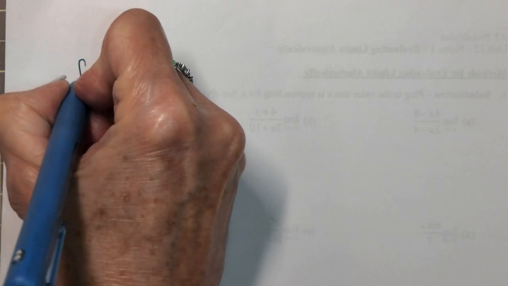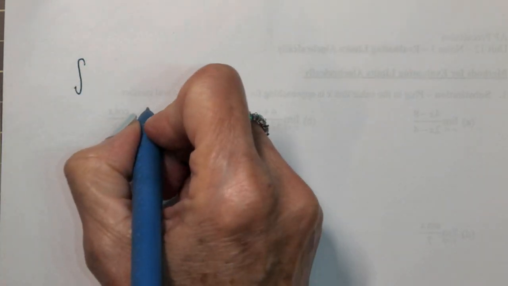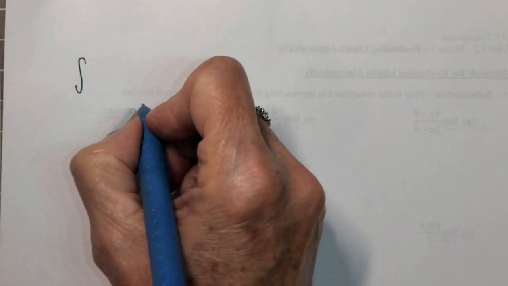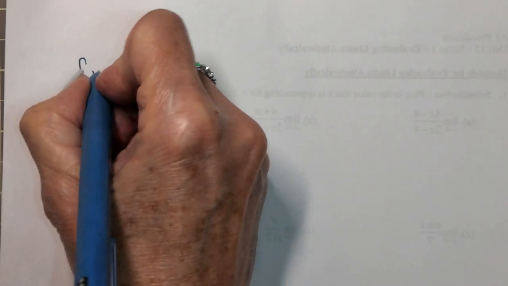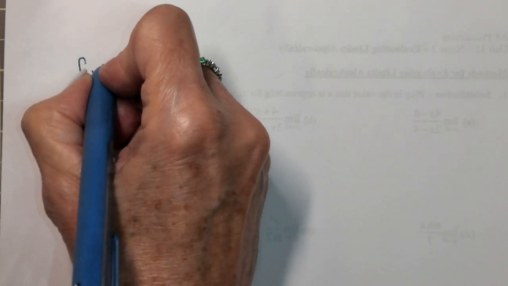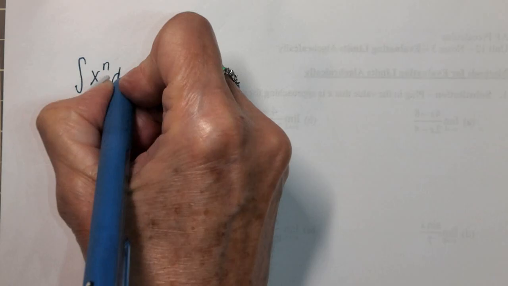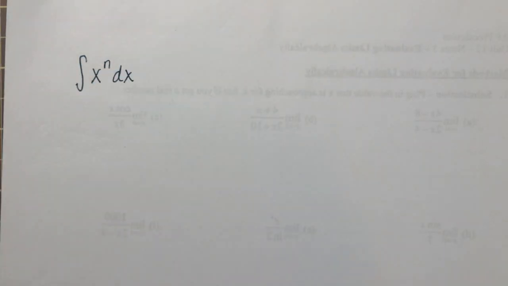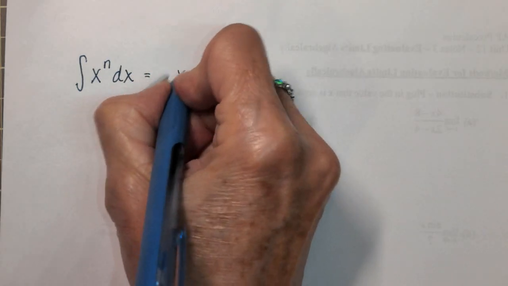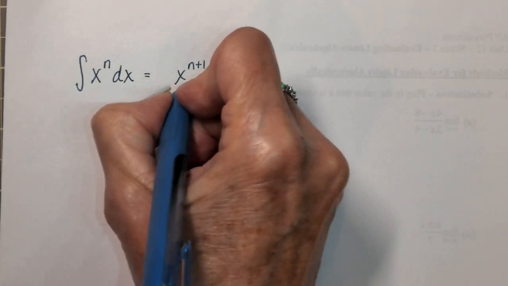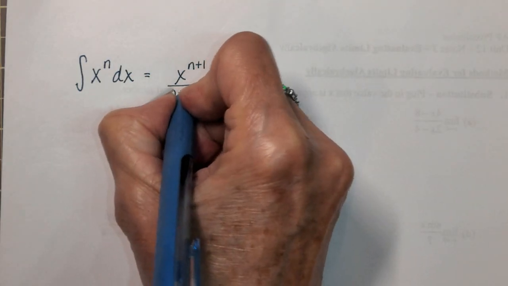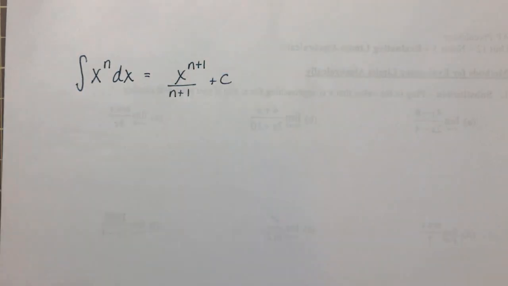I would like to begin today by just reviewing some of our power rule for derivatives. If we have x to the n in our integrand, what will be that antiderivative? Well, we raise the power by 1 and then divide by our new power, right? Does that work for all n's?